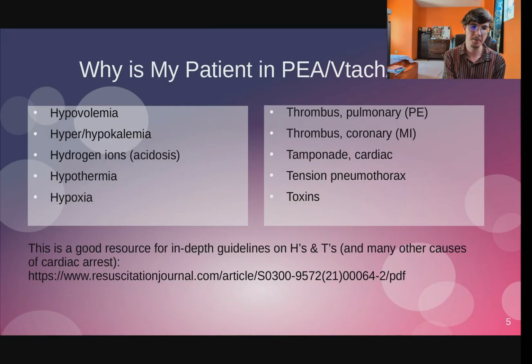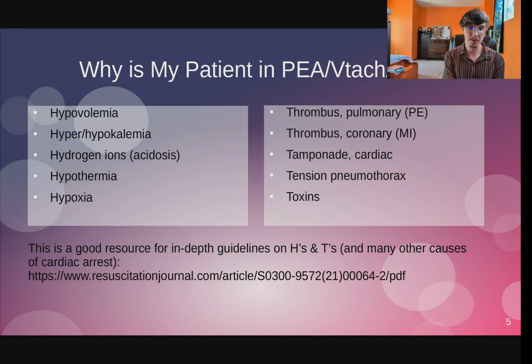Okay, so now that we've given a basic definition of PEA, let's talk about why is my patient in PEA, VTach, or VFib? Well, that's your H's and T's, your reversible causes. We've got hypovolemia, hyper- and hypokalemia, hydrogen ions, which just means acidosis, hypothermia, hypoxia.